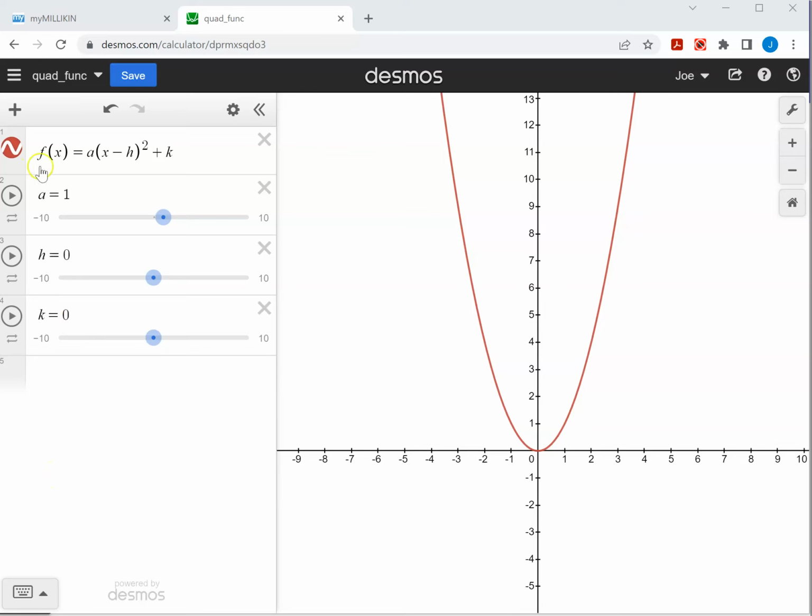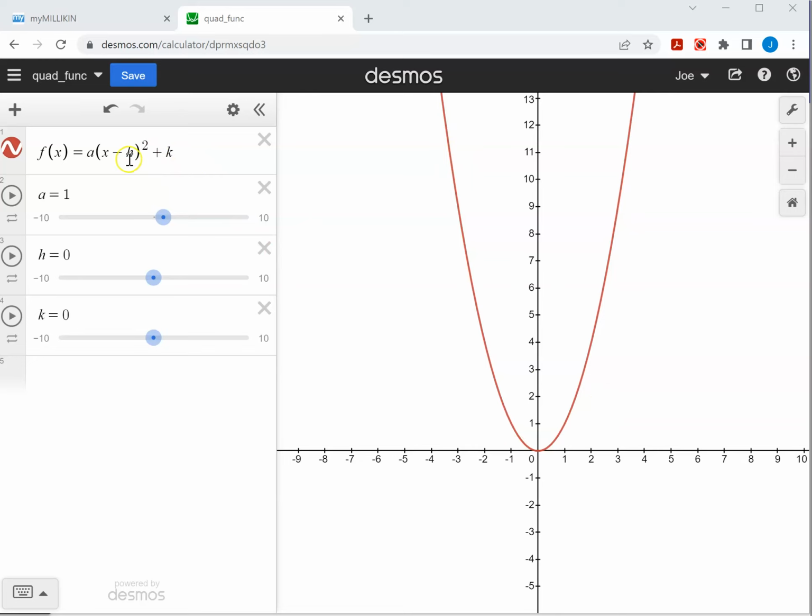All right, so here is my function in standard form, a times (x minus h) quantity squared plus k. And again, like I mentioned before, we're going to investigate what happens as we change the a, the h, and the k. Let's first change the h. So notice here where I've got this defaulted, a starts at 1, h starts at 0, k starts at 0. I've got the function f of x equals x squared. That's the one we graphed earlier.